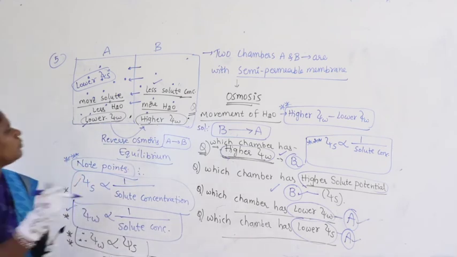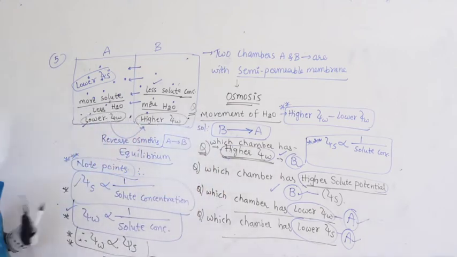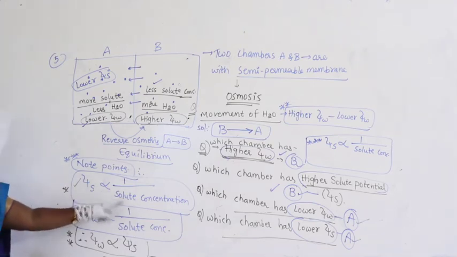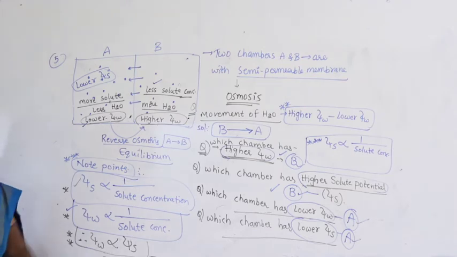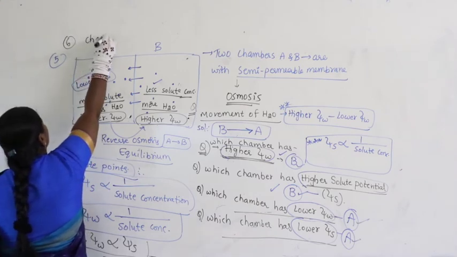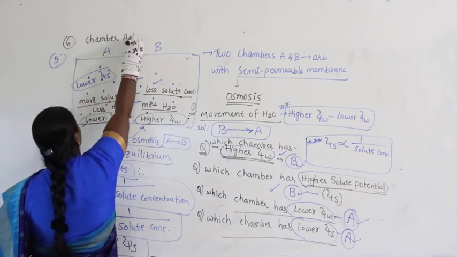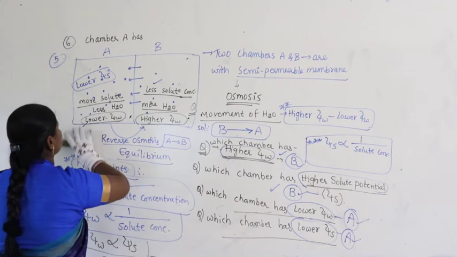Very important. Then movement of water occurs from where to where? B to A. Right. Now, the note points are these, very important. Solute potential is inversely proportional to solute concentration. Water potential is also inversely proportional to solute concentration. Thereby we can say water potential is directly proportional to solute potential. Now, let us take question number 6. Chamber A has... I am just erasing that diagram so that it is convenient for you to understand.